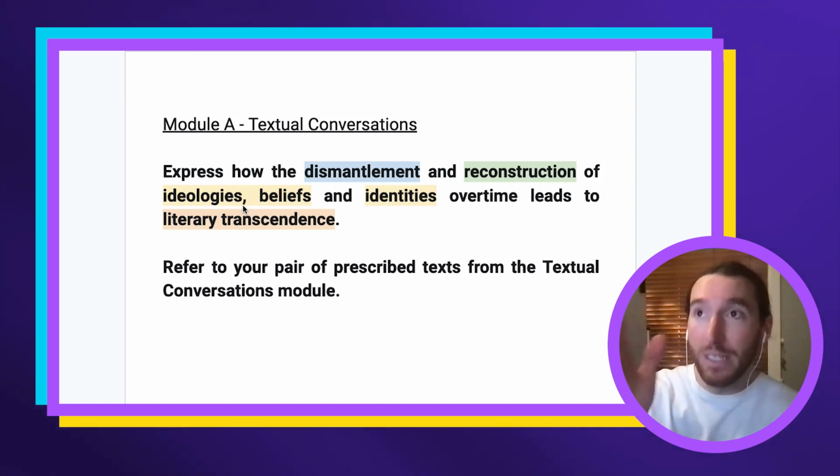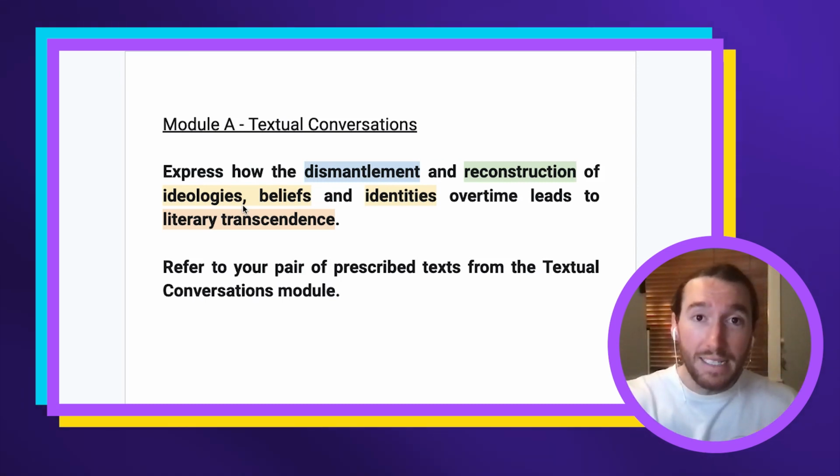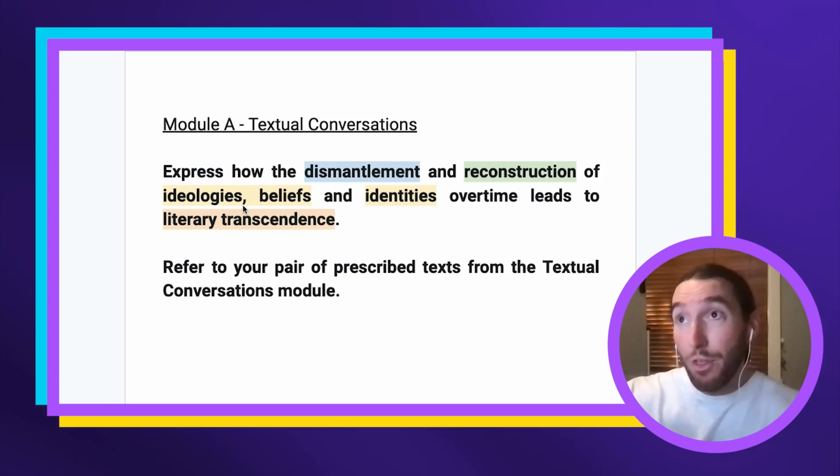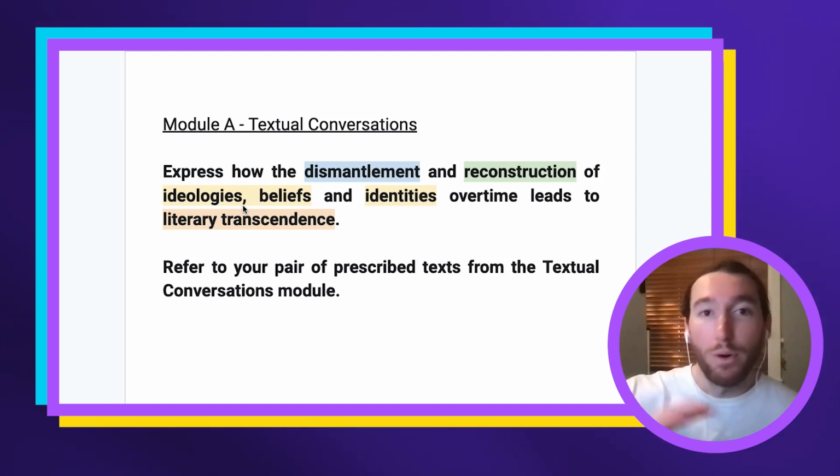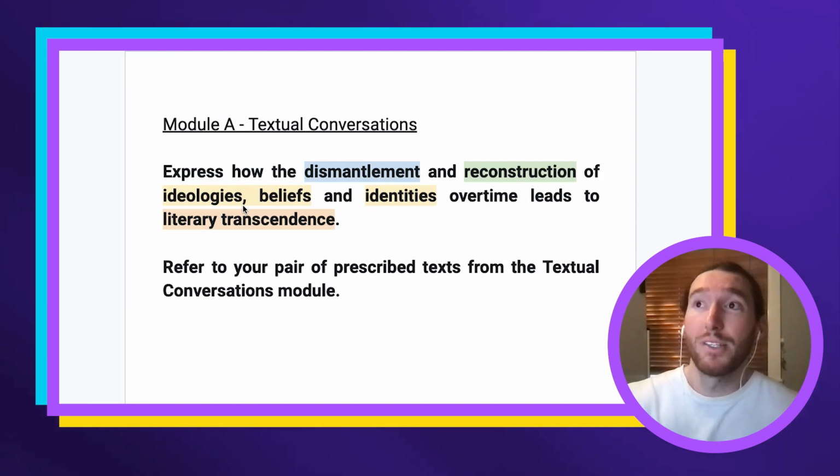It's okay to focus in on one for a part of the essay, and then maybe you emphasize another one of those words, such as beliefs or identities. Maybe one of those words is more important for your essay overall. That's okay. It's clear that dismantlement and reconstruction are words you want to keep coming back to, whereas words like ideologies, beliefs, identities, they all have a pretty big overlap.